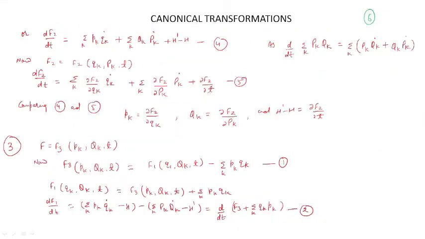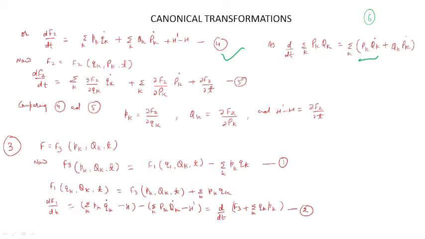Now dF2 can be written as sigma k Pk qk dot plus sigma k qk Pk dot plus h dash minus h, because if we differentiate Pk qk with respect to t, then it will be sigma k Pk qk dot plus qk Pk dot. So one term here will cancel out. So we will have dF2 over dt equal to sigma k Pk small qk dot plus sigma k qk Pk dot plus h dash minus h. Let us say it is equation number 4.